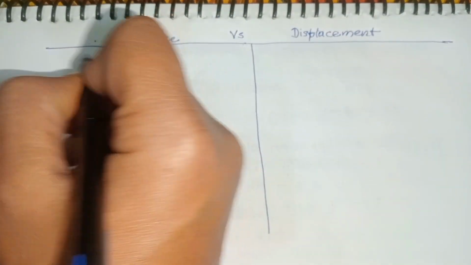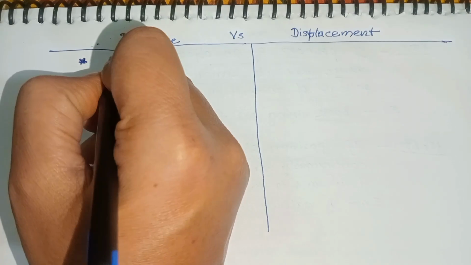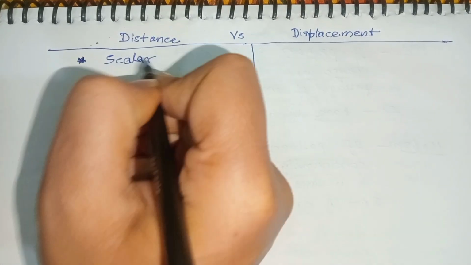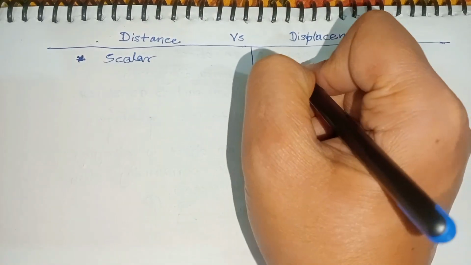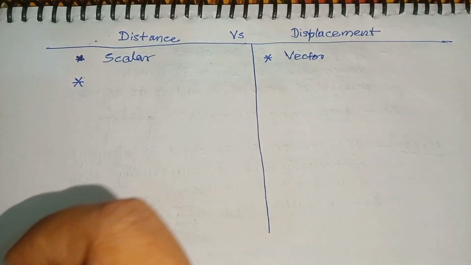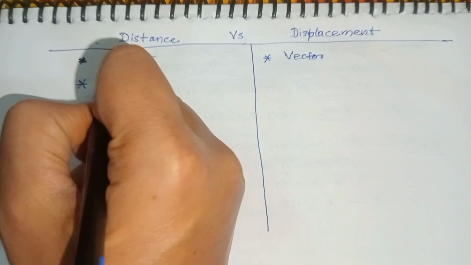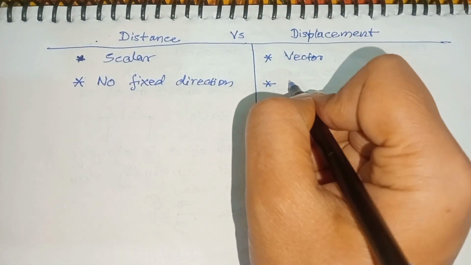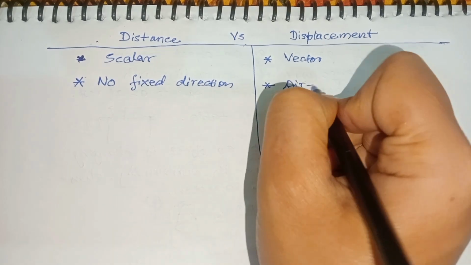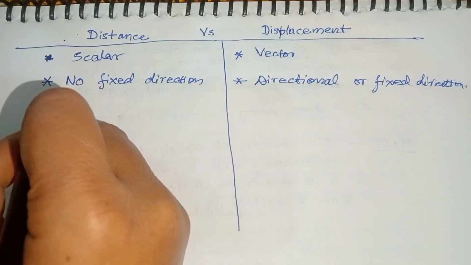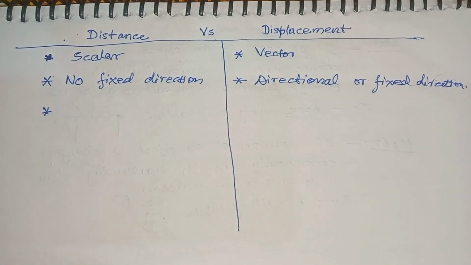So the first point is that distance is a scalar quantity. This is a major difference between these two, and displacement is a vector quantity. A scalar means no fixed direction, and a vector quantity means fixed direction. It is directional. The major difference between these two will be shown with an example.